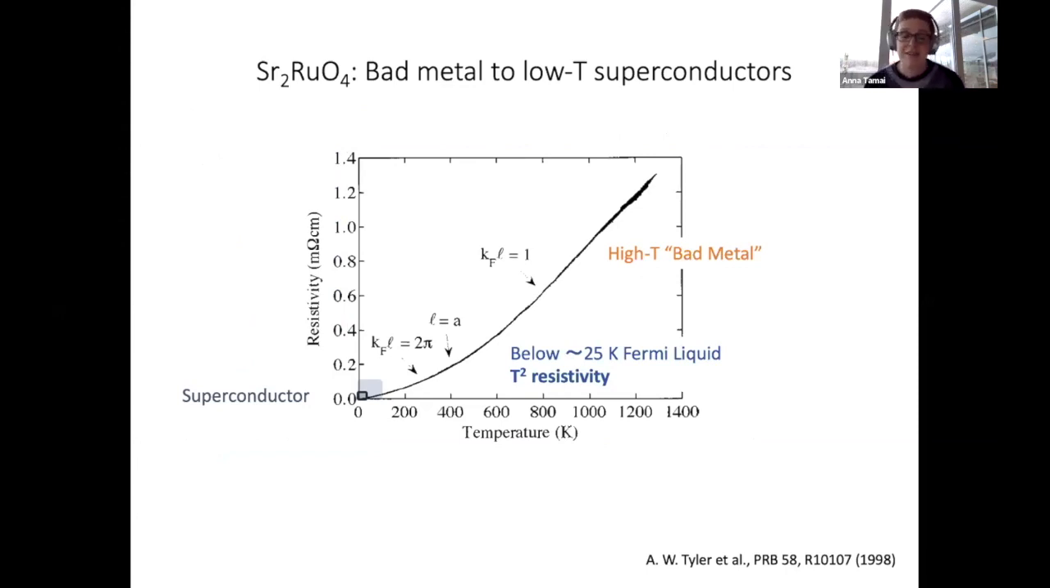What you see is the in-plane resistivity measured over a very large temperature range. It is a good Fermi liquid below 25 Kelvin, with a T-squared resistivity. But as you increase temperature, the temperature dependence is not T-squared anymore. The resistivity doesn't saturate and it becomes a bad metal. I think you will hear more in the next talks this morning about this Fermi liquid to non-Fermi liquid transition. I will focus on the Fermi liquid phase at low temperature.